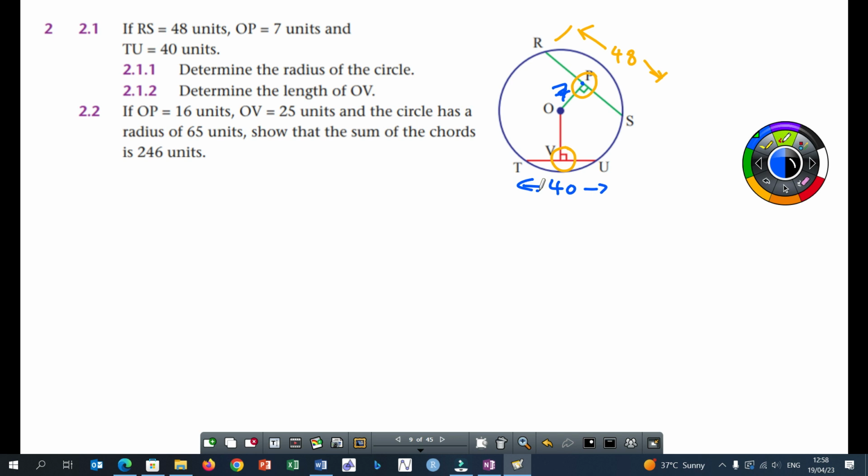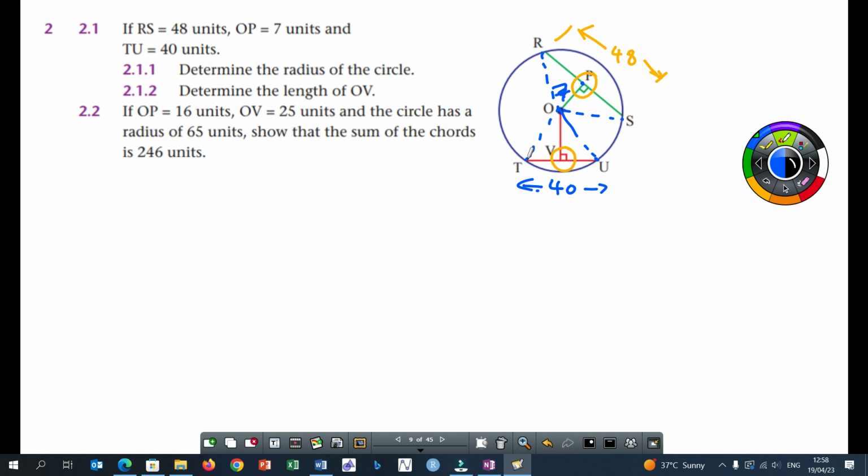For this question, can I have your attention? You might have to do a construction of a radius. So you can join specific points to form your radius. If I join O to S, I can have a radius. O to R, I can have a radius. Then O to U, another radius. O to T, another radius. So I can end up having four of them. Each one of those four is our radius.